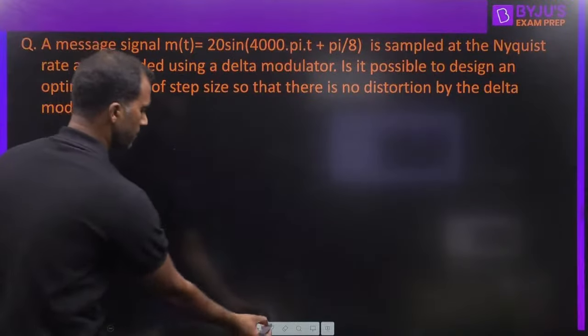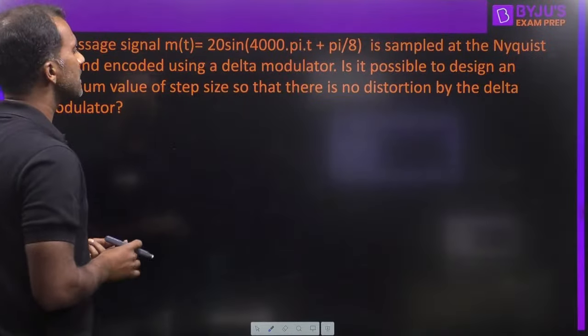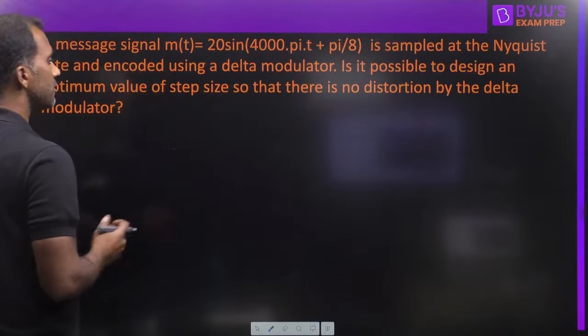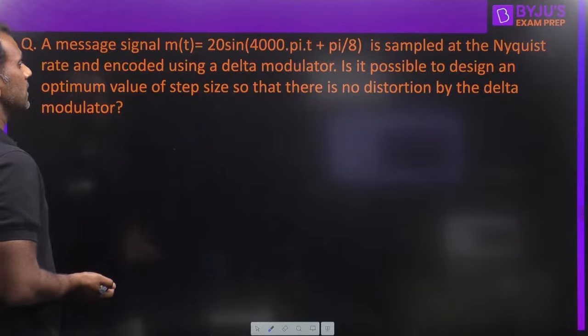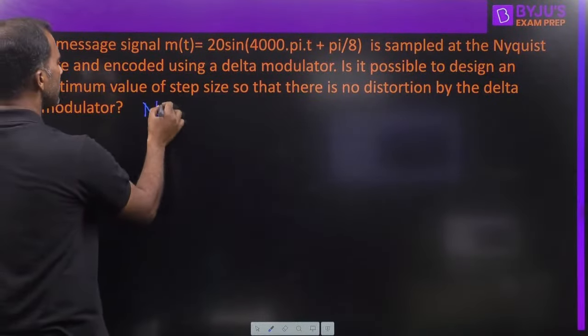Right, next one. A signal is sampled at the Nyquist rate and encoded using a delta modulator. Is it possible to design an optimum value of step size so that there is no distortion by the delta modulator? Is it possible? No, right?